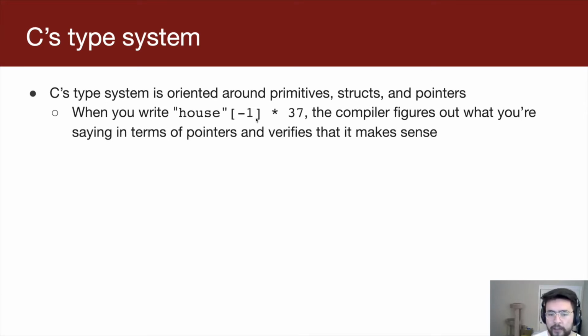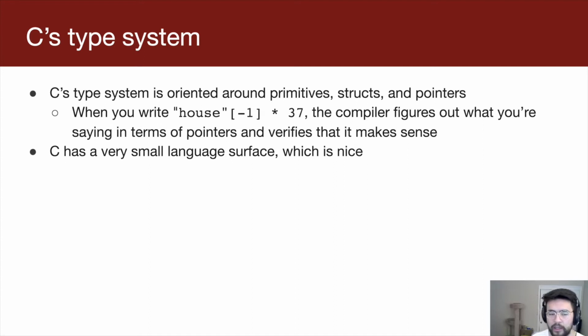You're taking the -1 index. That's fine. That's a reasonable thing to do in the context of an array. That is getting you out a number. Characters and integers, they're all just numbers from the standpoint of C. So we can multiply that by 37. That's a fair thing to do. And this all checks out. Everything seems fine from that standpoint.